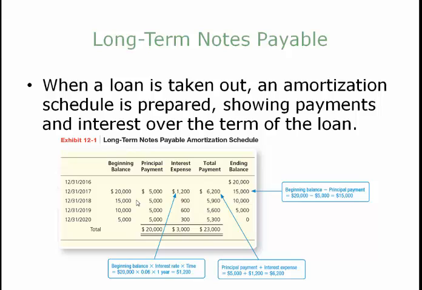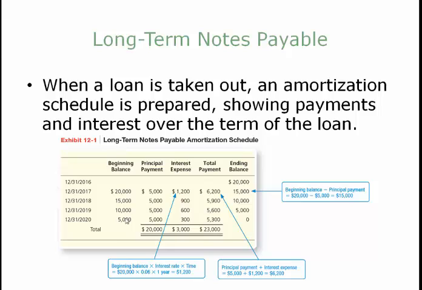On December 31st, 2016, the company took out $20,000. That's their ending balance. In 2017, they will have paid off $5,000 when they made their payment. They'll pay $1,200 in interest because they're paying it on December 31st, and then they'll have a total payment of $6,200, but $1,200 of that goes to interest, and the other $5,000 goes to the principal balance. In 2018, it's basically the same thing, and in 2019, you can see that the principal balance has gone down each year. Let's go down to this last one.